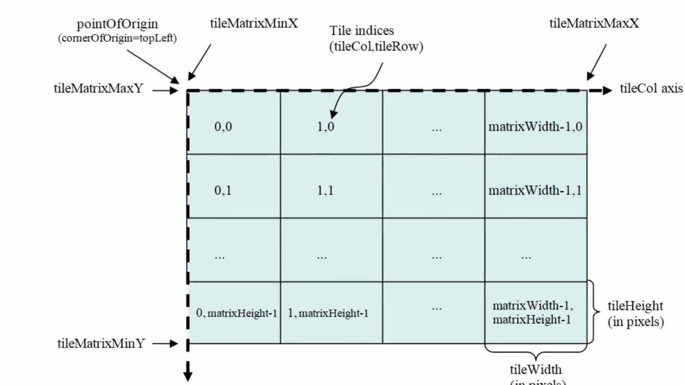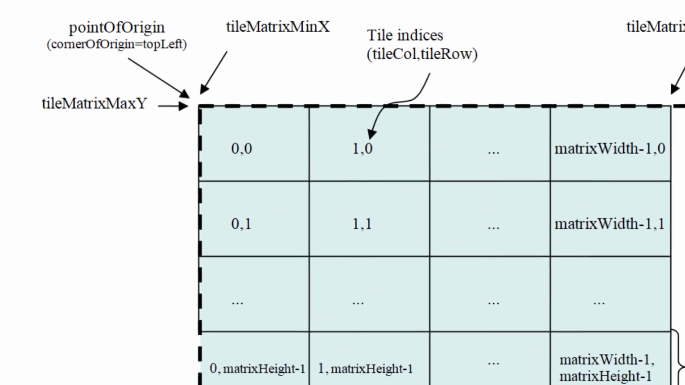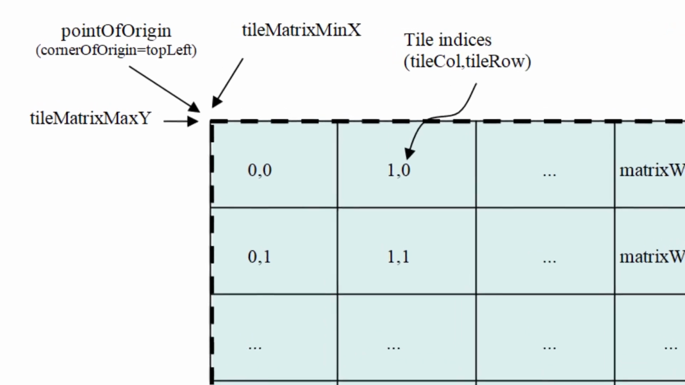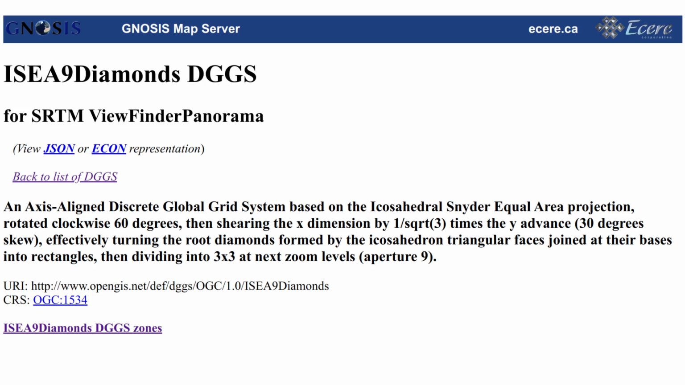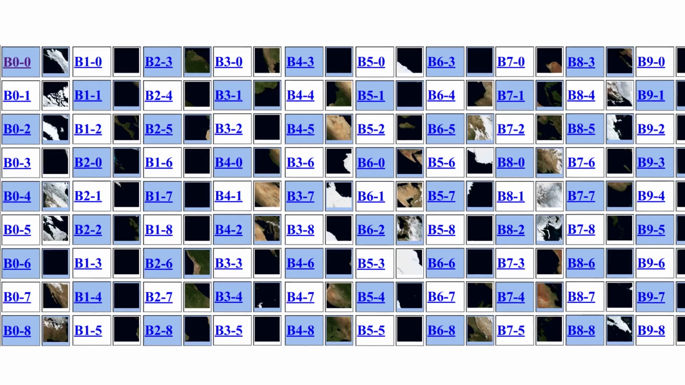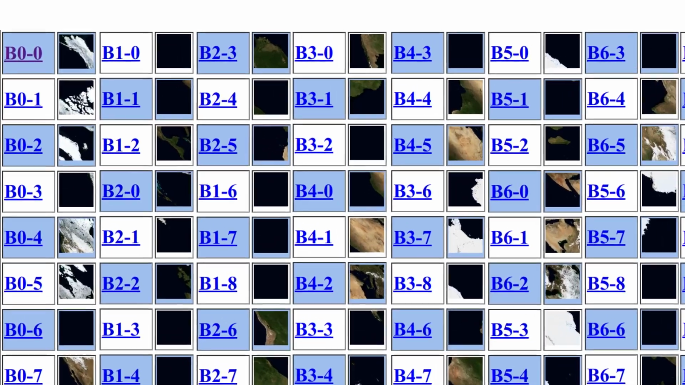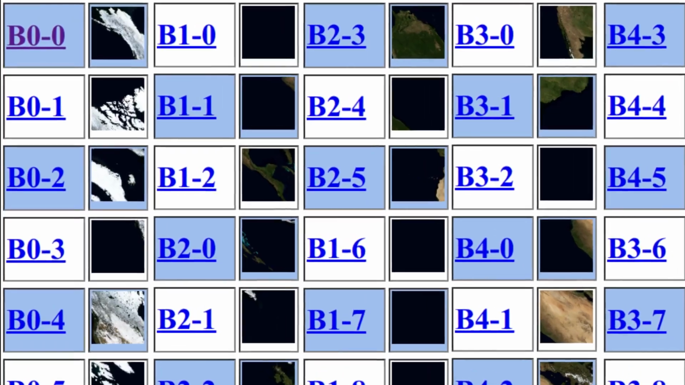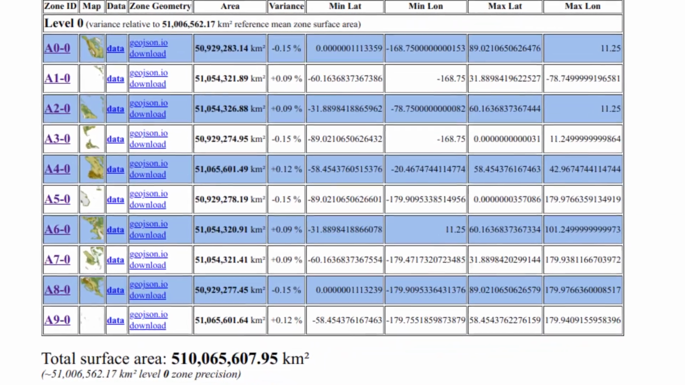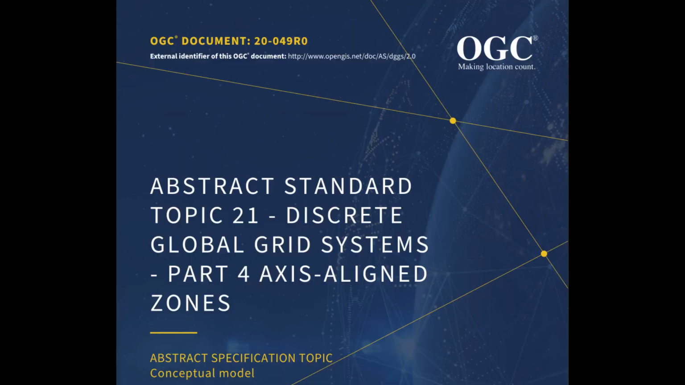Tiles of each tile matrix are indexed by row and column in the usual manner, starting with the top left tile as 0, 0. Based on a coordinate reference system, including the affine transformation used to define these tile matrices, an equal area Ecere 9R DGGS can be defined where all zone edges are aligned to the axes of the CRS, resulting in a very convenient DGGS which is equal area as well as axis aligned.